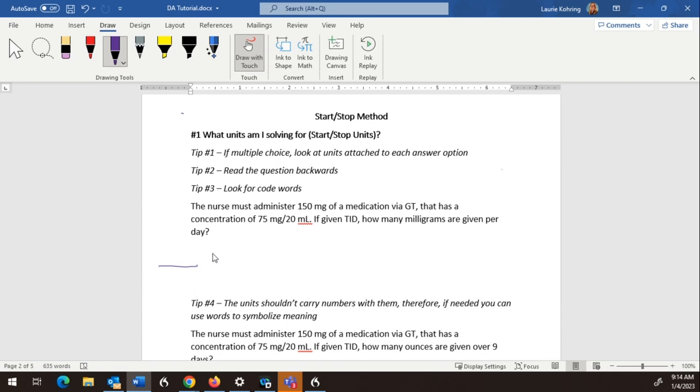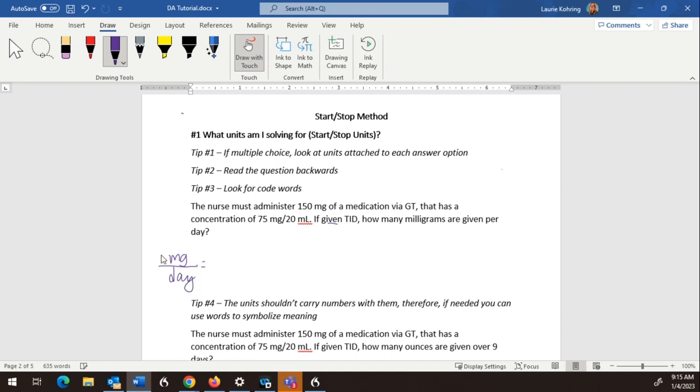If you don't have that luxury, then read the question backwards, because reading from the beginning down to the very last sentence, a lot of times you're going to get distracted or bamboozled into thinking that you need to go off and do a side calculation before you start the problem. But go straight to the last sentence, and that will help increase your efficiency and also get you started on the right path. So in this case, I'm going to go to the very last sentence, and I see, if given TID, how many milligrams are given per day? So we have milligrams per day. Those are the units I'm solving for.